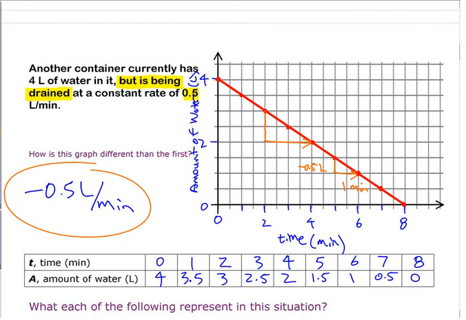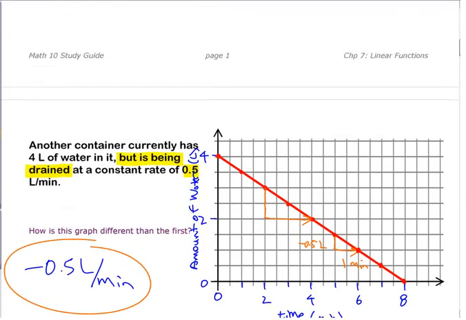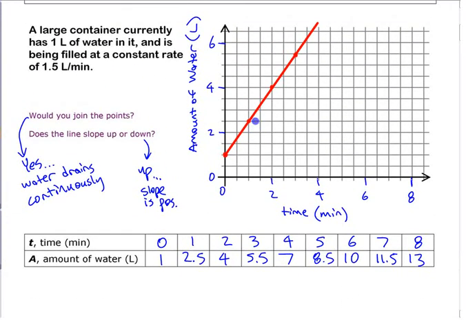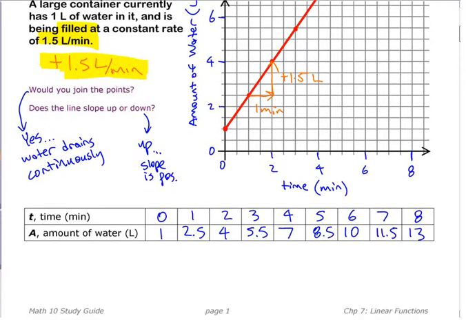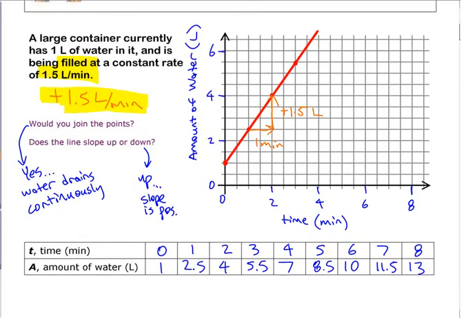It's going down, right? Whereas the first graph is going up. For every 1 minute, it goes up 1.5, plus 1.5 liters. The slope here is plus 1.5 liters per minute. The rate that it's being filled or drained at is the slope. The slope's the rate of change. So that's one thing to notice: one goes up, one goes down.